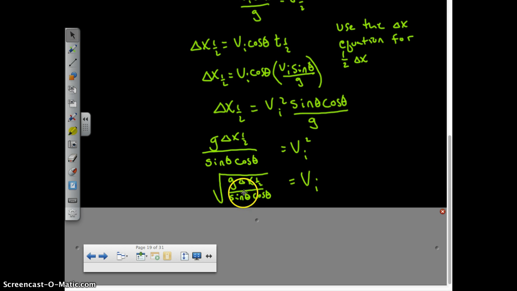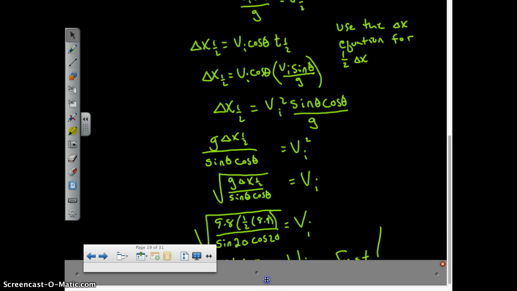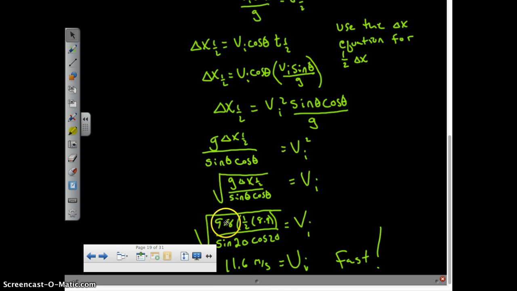Because if you take a look in here, we know g, and we know the angle of launch, 20 degrees, but we have to make sure that we put in half the distance of the jump, not that whole distance. So remember, the jump's whole distance was 8.9 meters. So when I plug it in the formula here, what I'm going to have is 9.8, and I'm going to take half of that total distance value, place that in there, and when I calculate it out, I end up with an answer of 11.6 meters per second. That is fast.